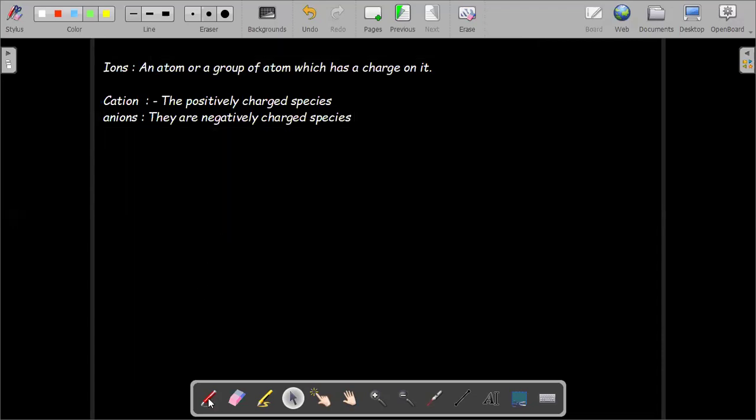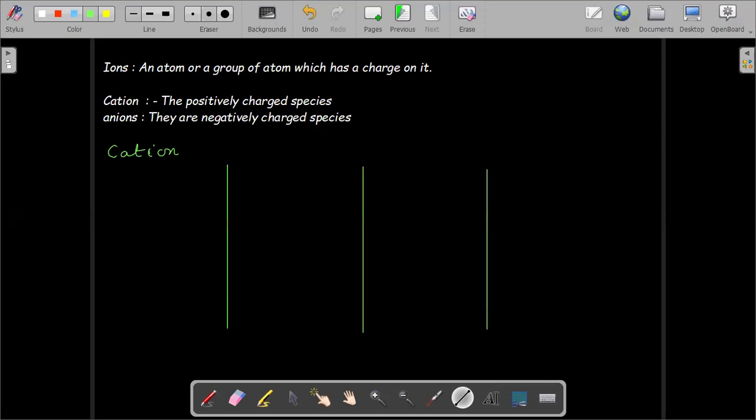So let's see some of the cations over here. Cations are the groups of positively charged species, and it can be either an atom or a group of atoms. Let's see first the atoms which are positively charged. I'm placing them in groups of 3, as they can have a charge of +1, +2 or +3. The first group will have a charge of +1, the second +2, and the third +3.